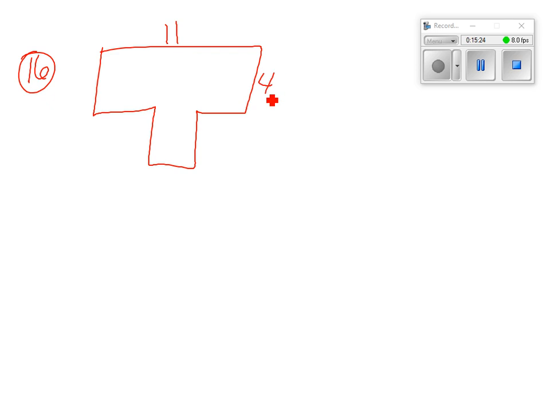11 and 4, you just remember the units because I'm not writing them all down. What's on the bottom? 5. What's this side over here? 5. What's this over here? 4.